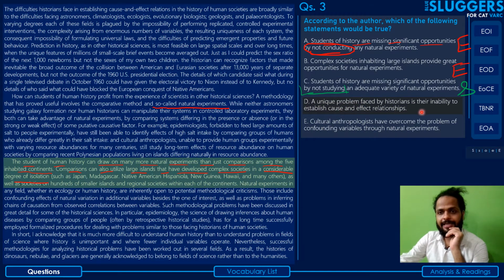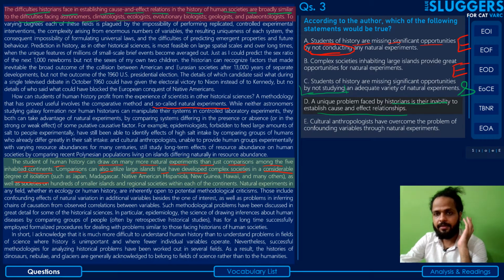A unique problem faced by historians is their inability to establish cause and effect relationships. Historians have faced this problem, that is true, right? But is it a unique problem that they have faced? No. The author, in fact, says that the difficulties historians face in establishing cause and effect relations in the history of human societies are broadly similar to the difficulties faced by astronomers, climatologists, etc. So it's not a unique problem that they face, right? So that's definitely a concern with this option, and you can eliminate this with the capital E thus.